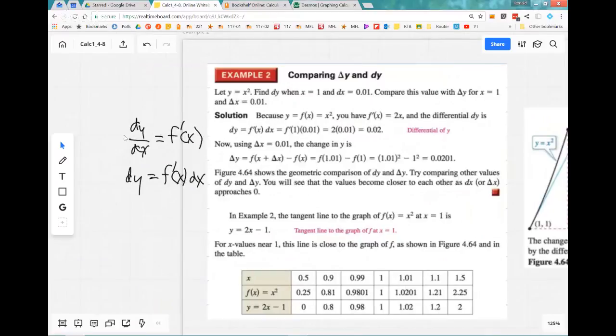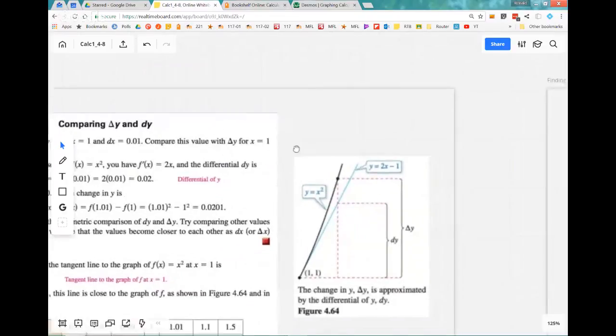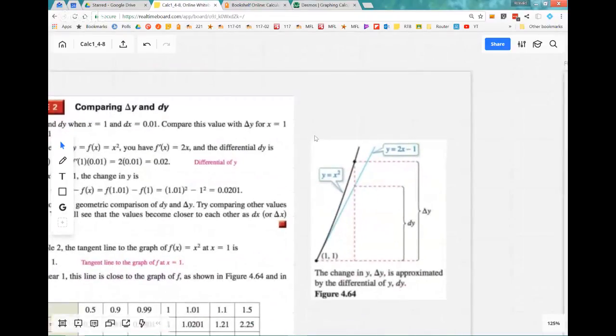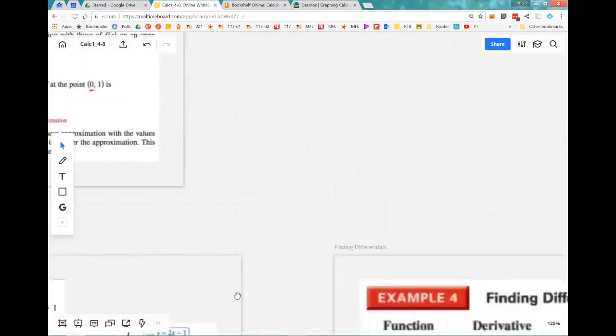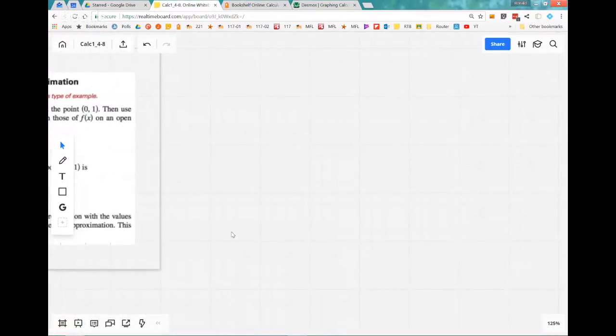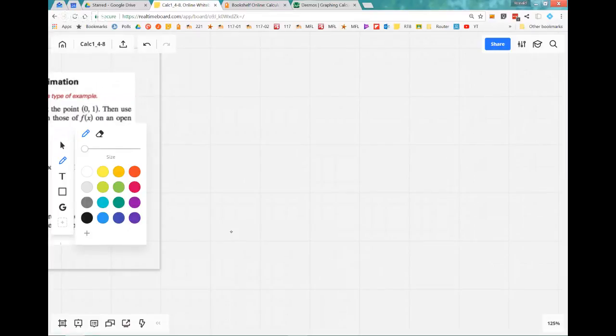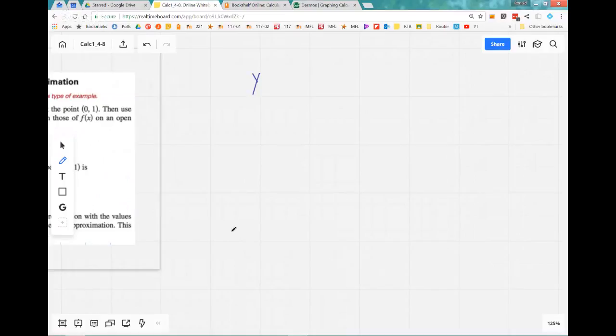When you take a derivative, dy dx, it's a little bit hard to talk about. Let's take the equation x squared. Okay, so I'm going to just find some space up here and we'll do it. All right, and let me get blue here. So y equals x squared.